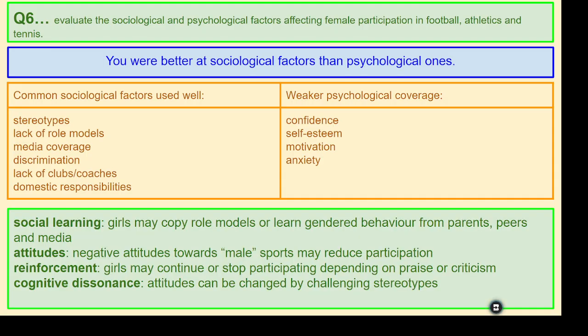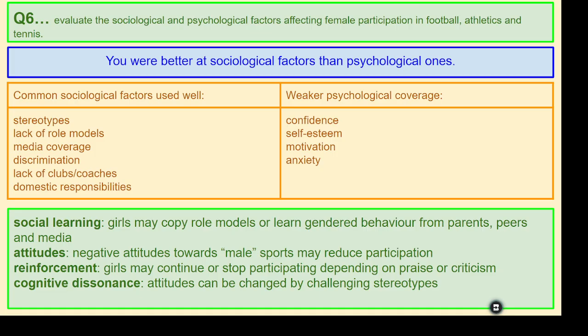Why are they weaker? The language that you're using needs to be better than that. So what should you have learned from the work that you've done so far in psychology? You should have been able to use the word social learning. So Bandura's social learning theory, the idea that girls would copy role models. Or from a sociological point of view, you could talk about girls copying their parents, their role models, their peers that are immediately around them in primary socialization. You could have talked about secondary socialization in there as well, and their friendship groups.